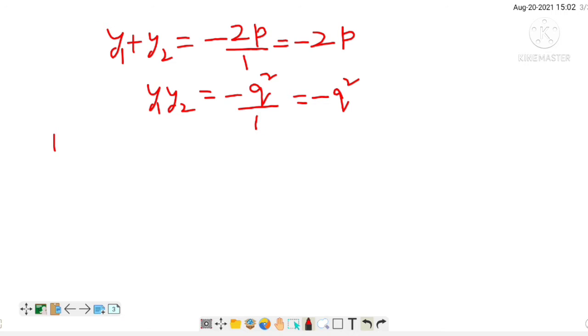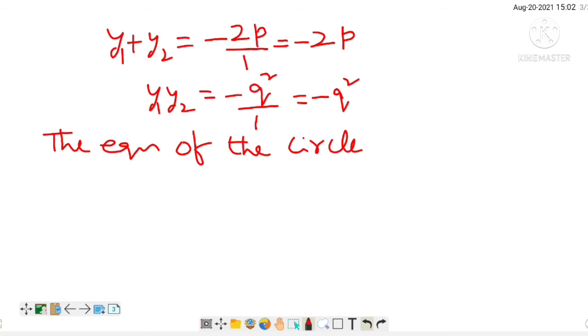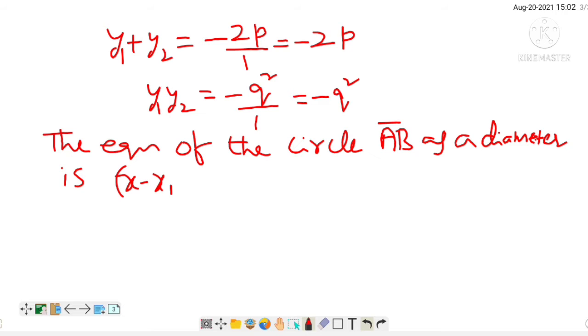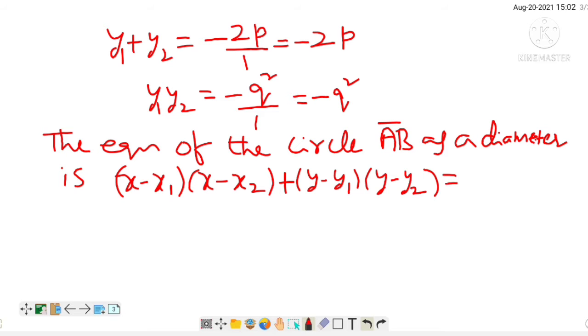Now the equation of the circle with AB as a diameter is x minus x1 into x minus x2 plus y minus y1 into y minus y2 is equal to 0.